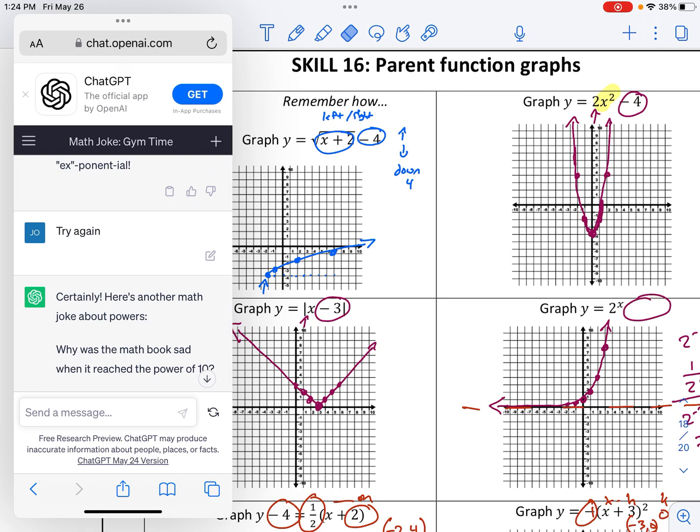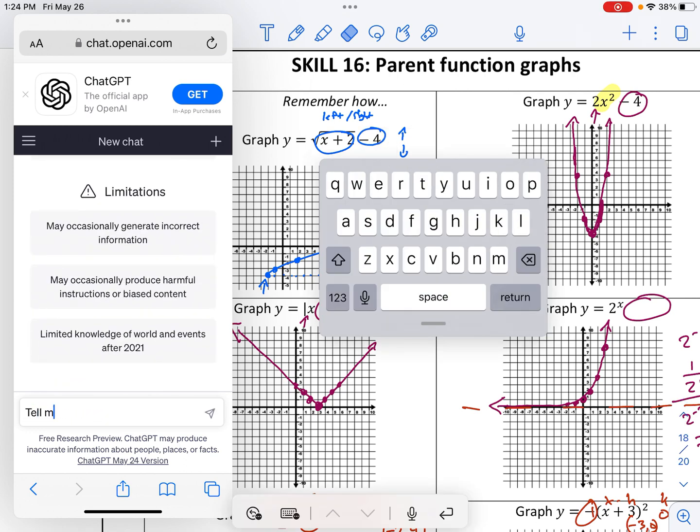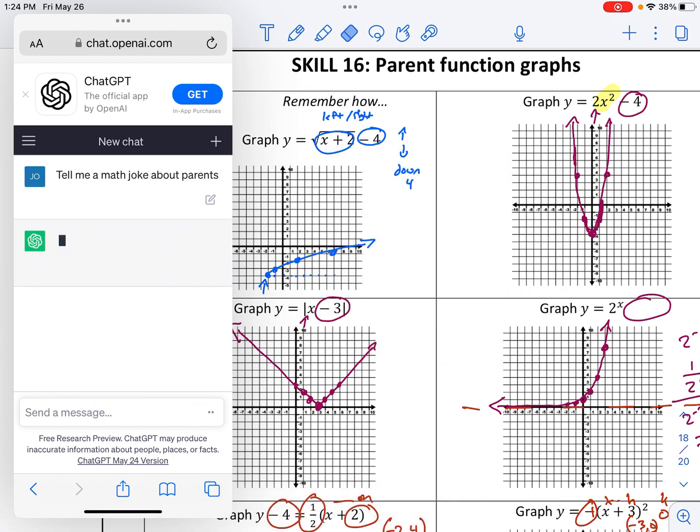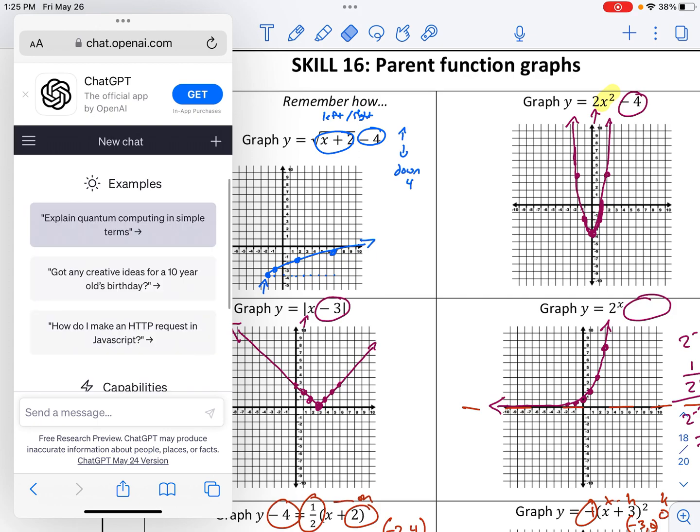Let's close with an AI-generated math joke. And let's see what AI can do for us here. Since we did parent functions, let's do an AI-generated math joke about parents. How about that? That's kind of fun. See what kind of humor AI has about parents. Why do the math teacher's parents never believe him? Because they thought he was always just making some things up. Okay. So AI has a good handle on the English language and words that sound the same, even though AI can't talk. So that's kind of interesting. I'm kind of impressed with that joke.